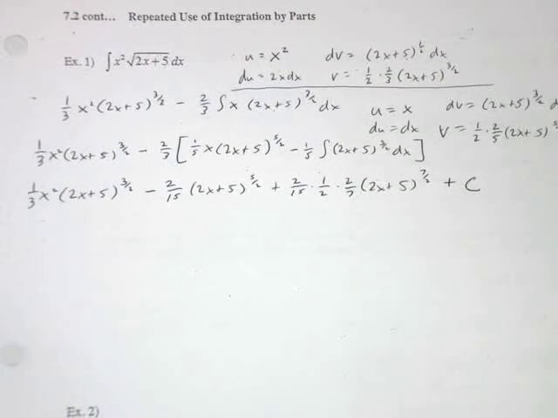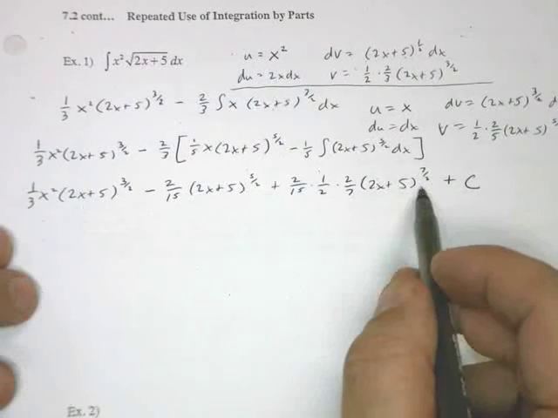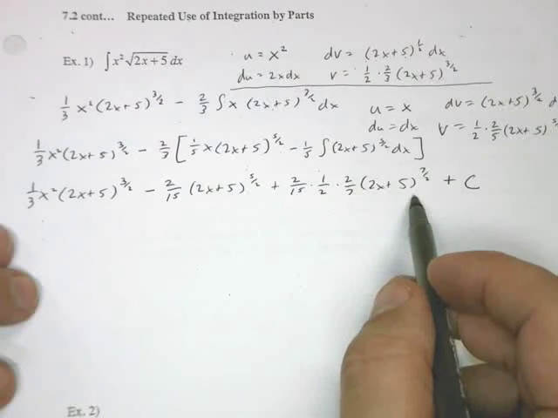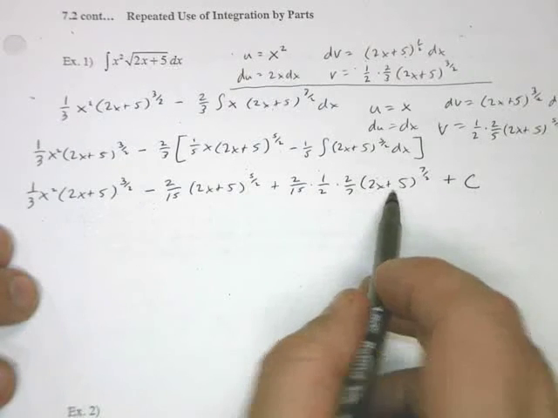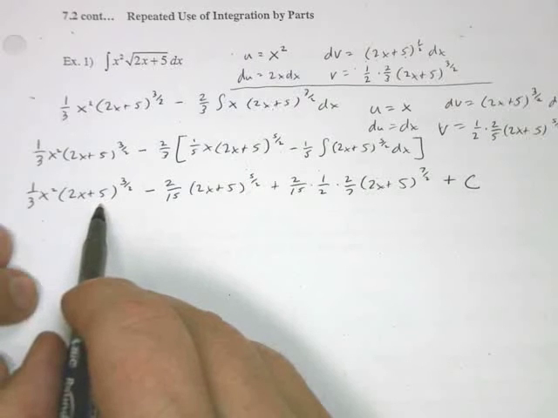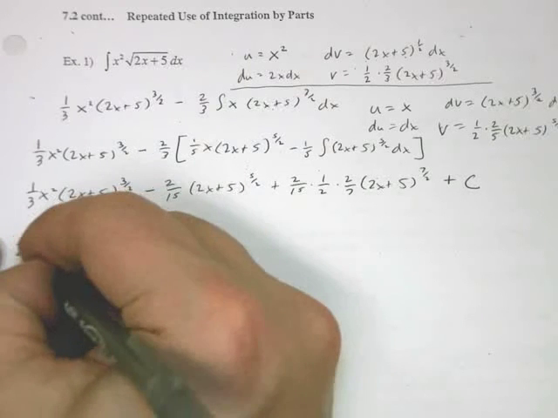Okay. Then, of course, we have some common factors here that we're going to be able to factor out. Every term has a 2x plus 5 in it, the lowest one being (2x plus 5) to the 3/2. So I'm going to factor that out.